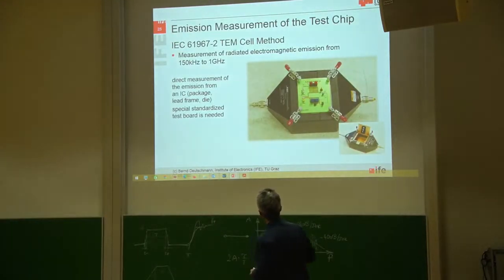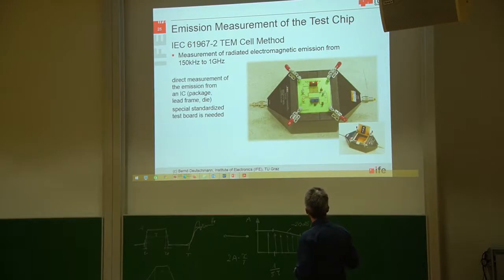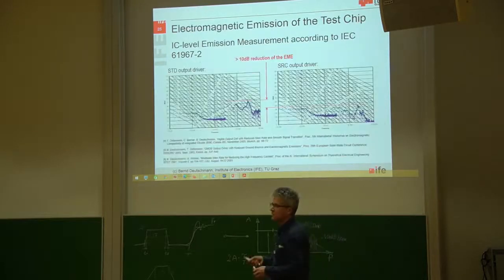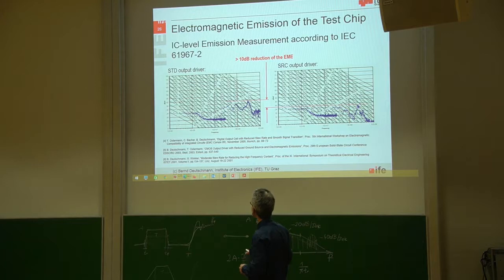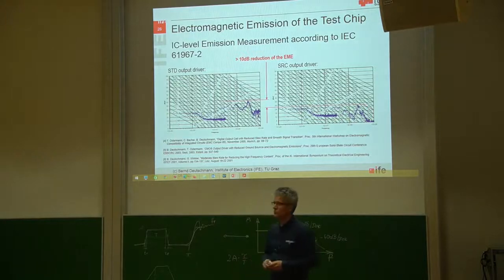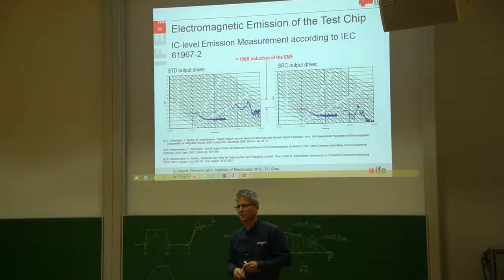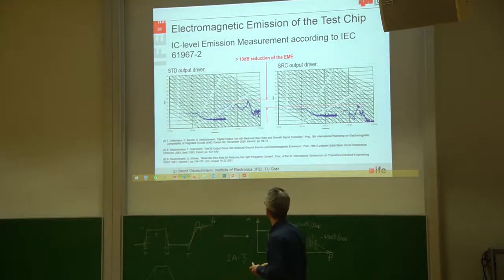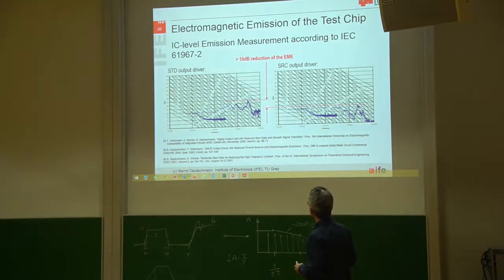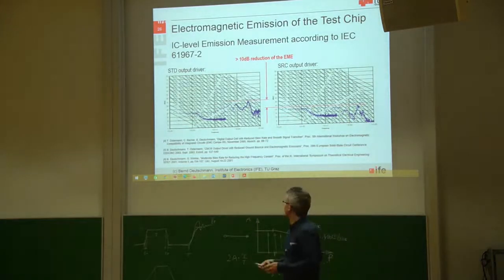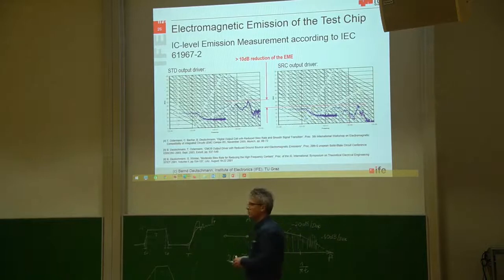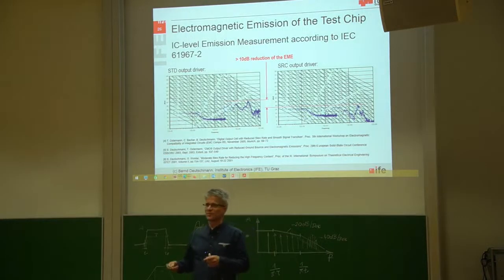We designed a special test board where our IC was placed on the bottom side, and we made some GTEM cell measurements. And here you can see the electromagnetic emission of the standard output driver, and here is the electromagnetic emission of the slew rate controlled output driver, also of the test chips with the standard output driver and the slew rate controlled output driver. And there is a reduction of more than 10 dB over a wide frequency range. So yes, emission fulfilled, emission reduced.